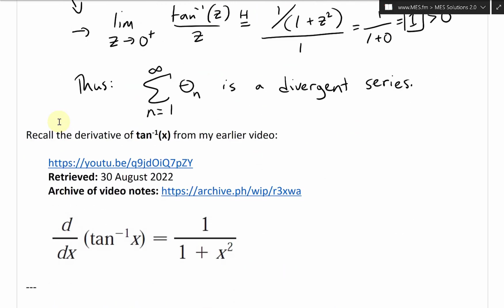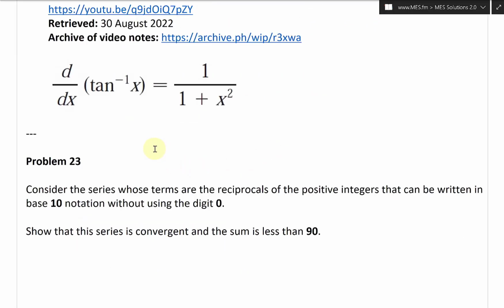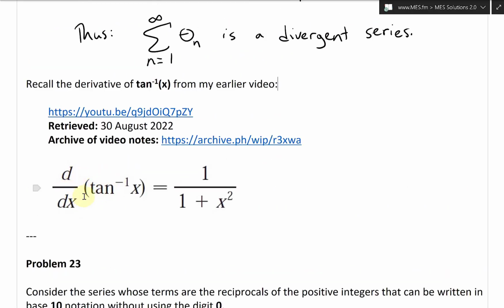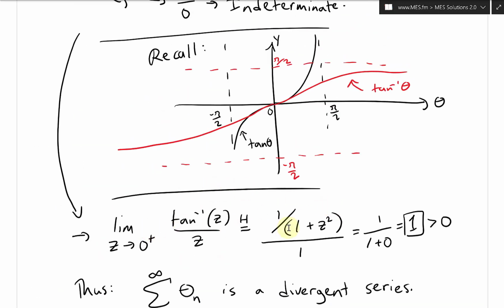And just a note here, recall the derivative of inverse tan of x from my earlier video. d over dx of inverse tan of x is equal to 1 divided by 1 plus x squared. So that's that derivative there.